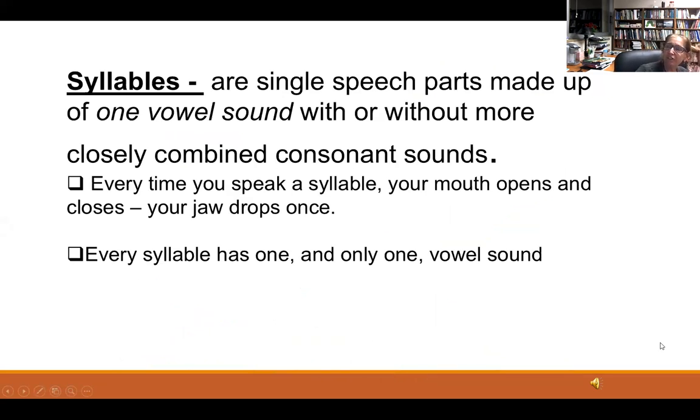So syllables are single speech sounds made up of one vowel sound with or without more closely combined consonant sounds. Every time you speak a syllable, your mouth opens and closes, your jaw drops once, because you're working with the vowel. Every syllable must have a vowel sound, not a single vowel sound. Big difference.